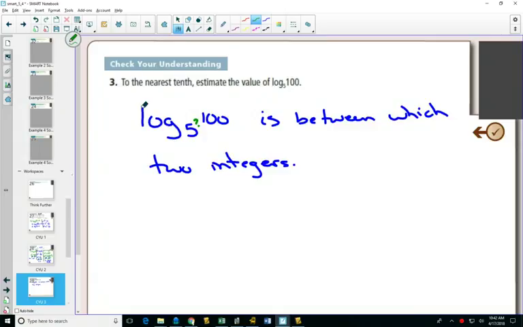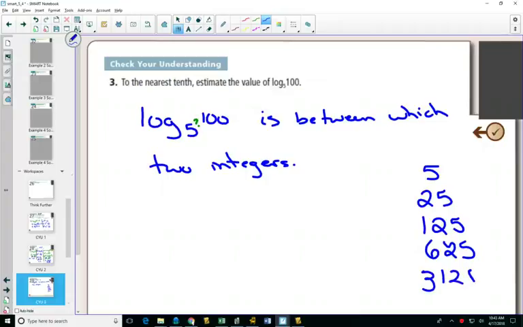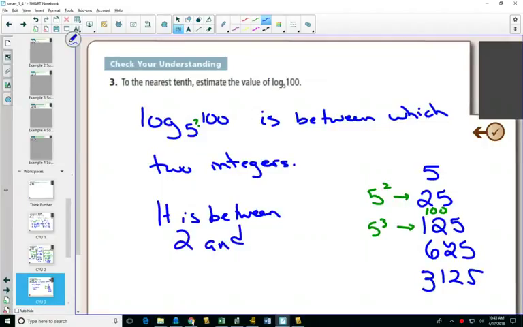If we think about our powers chart for 5, we have 5, and then 5 squared is 25, and then 5 cubed is 125, and then 5 to the 4 is 625, and we just had 5 to the 5, 3,125. So if you have 100, it's going to be somewhere between this 5 to the 2 and this 5 to the 3. So on an exam, you would say log 5 of 100 is between 2 and 3.